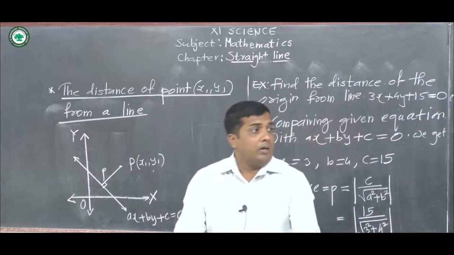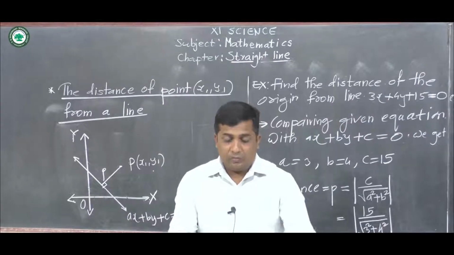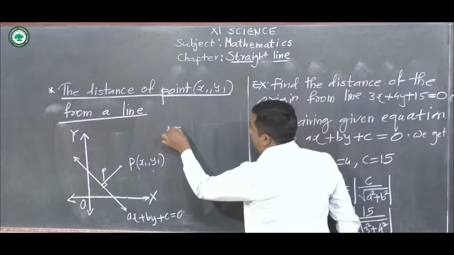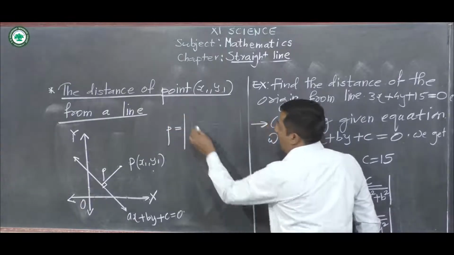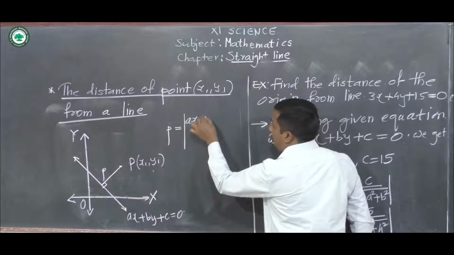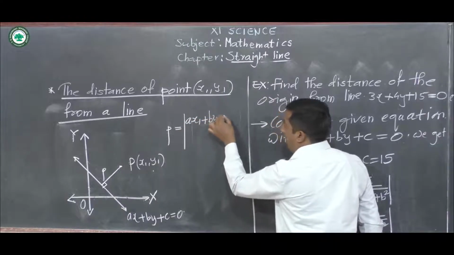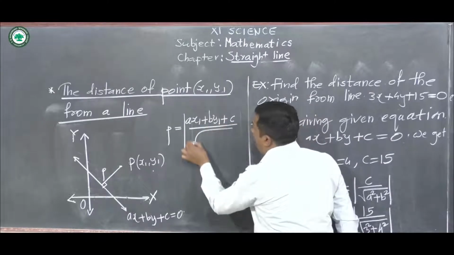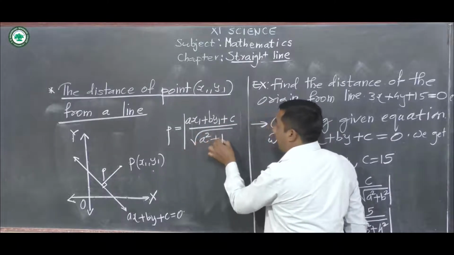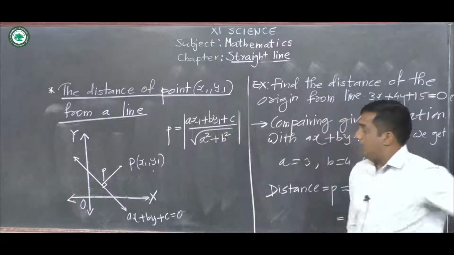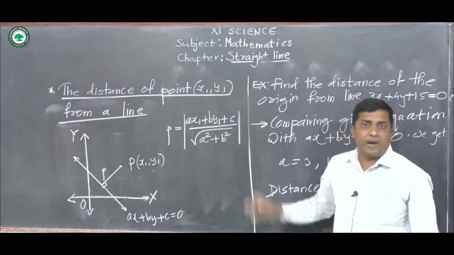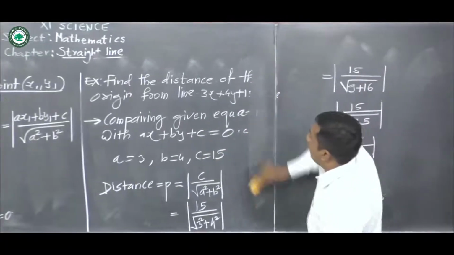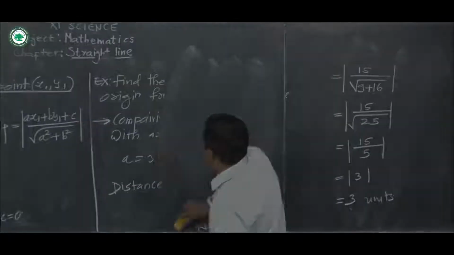To find the distance, we directly have a formula: small p is equal to, inside the mod, ax1 plus by1 plus c, divided by square root of a square plus b square. Directly by using the same formula we find the distance. Let's go with some examples related to this part.